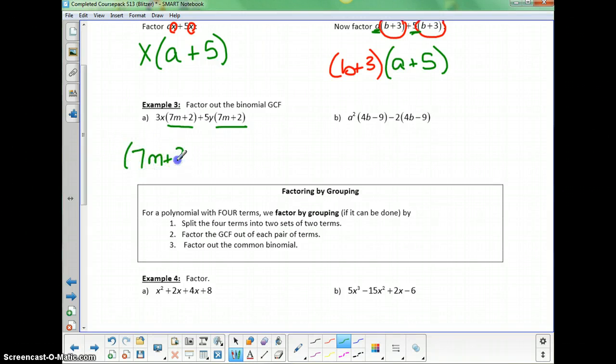So it's going to give me 7m plus 2. That's what my GCF is. That's what I'm going to divide out. I'm going to divide that out of the first brick. I've got 3x plus divide 7m plus 2 out of the second brick. I've got 5y.